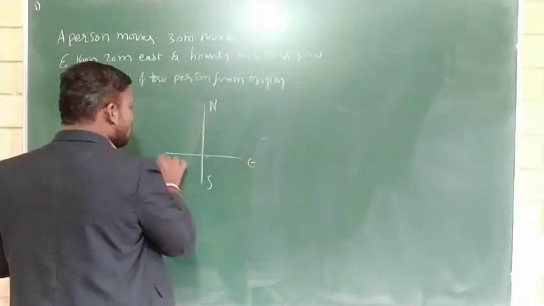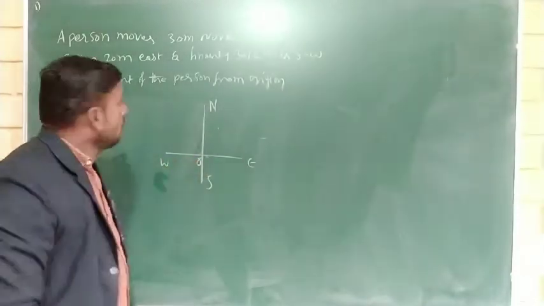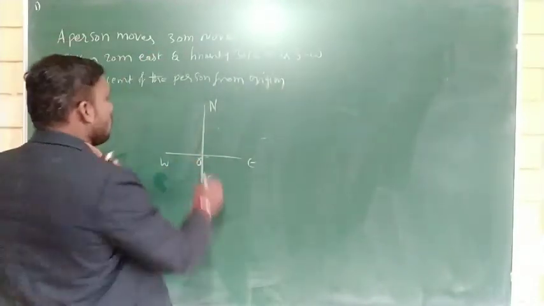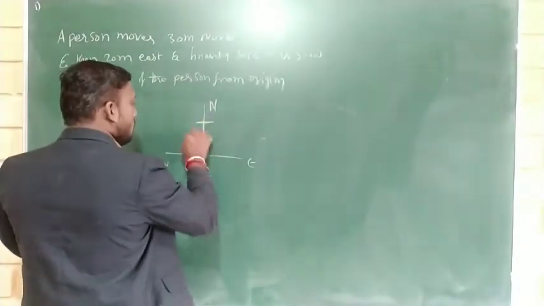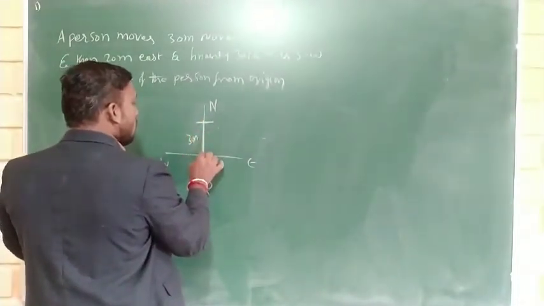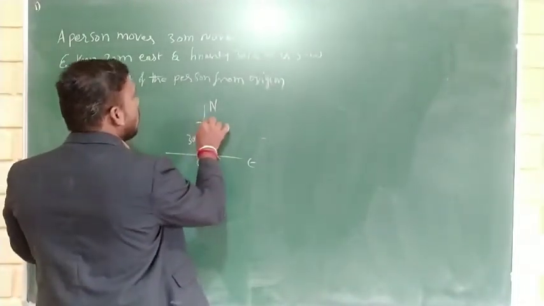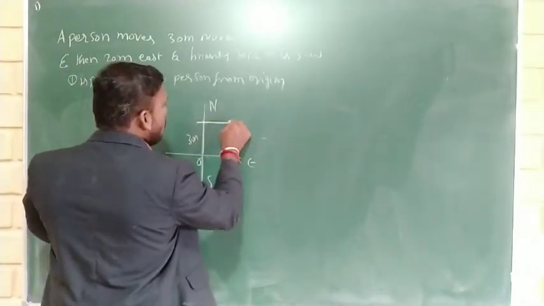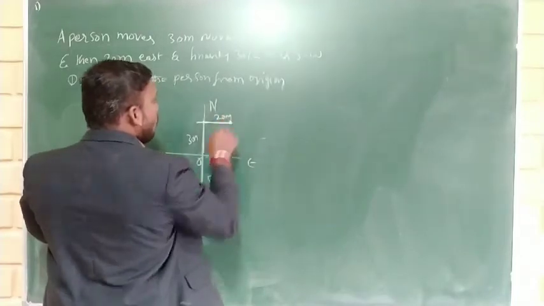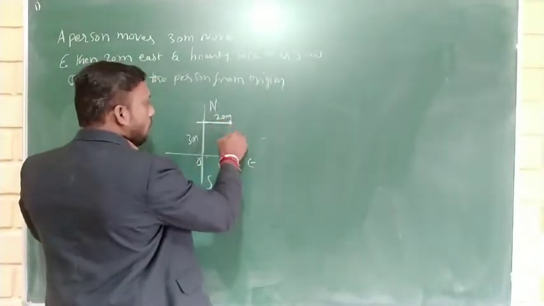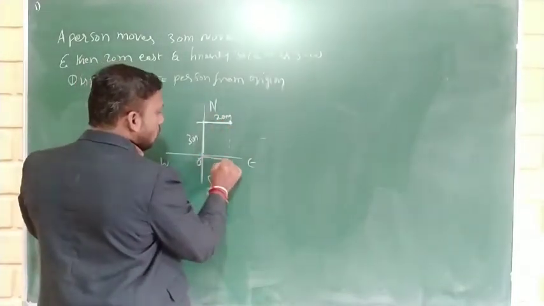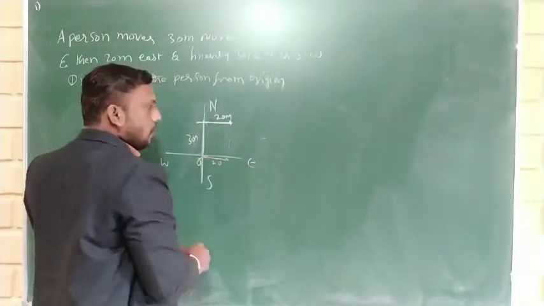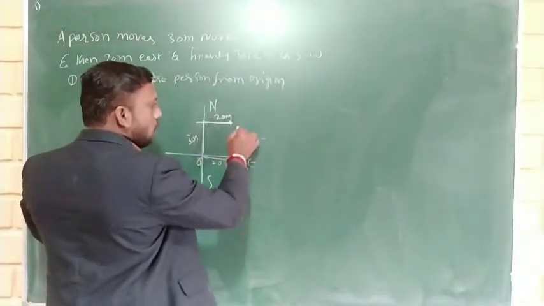North, south, east, west. This is the origin. A person moves 30 meter north. This is 30 meter. A person starting from the origin moves 30 meter north and then 20 meter east. This length is also 20 meter.